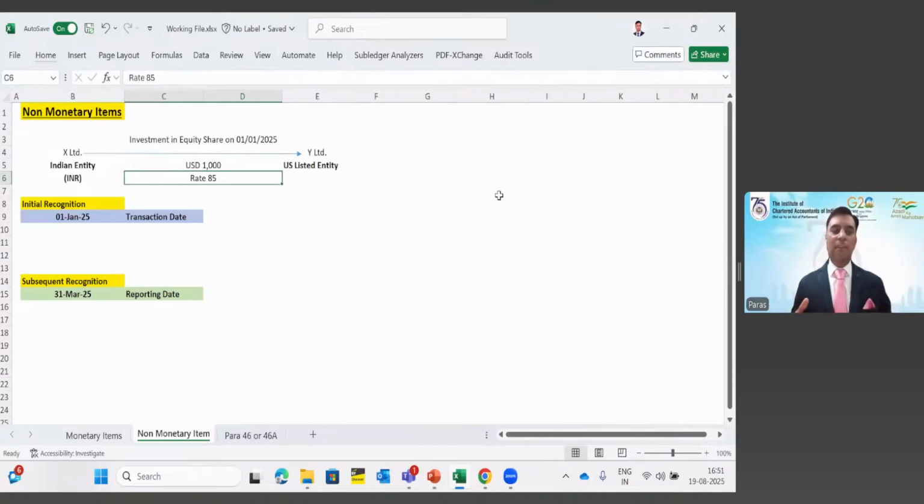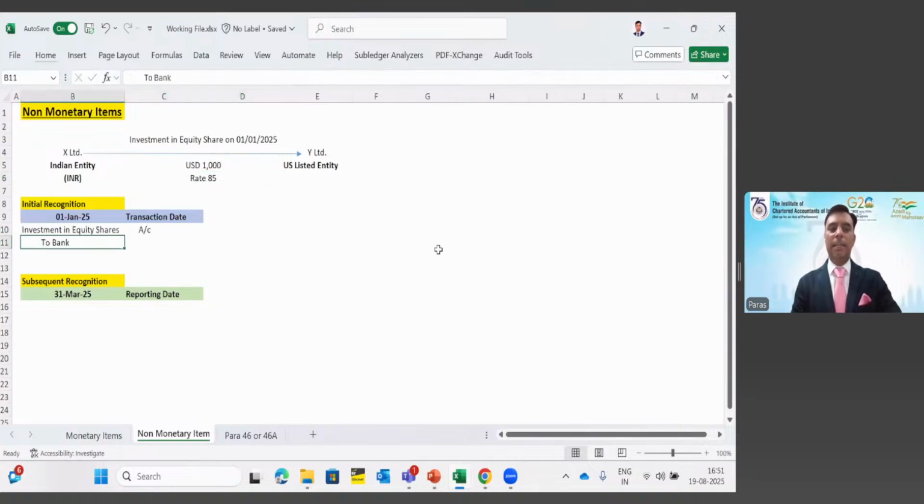So I told you there will not be any difference on the initial recognition, whether it is a case of a monetary item or a non-monetary item. So you will pass one simple journal entry in the books of account, investment in equity shares debit to bank. And what is the amount? The amount is 85,000 rupees. 1,000 is the amount of investment, and 85 rupees is the spot rate on the date of transaction, right?